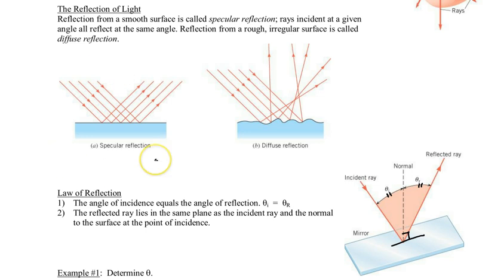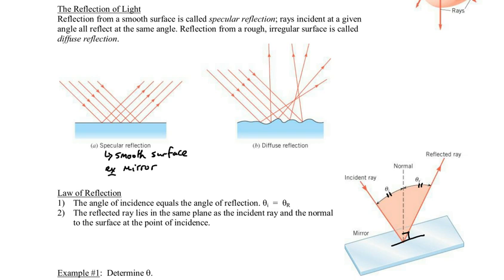In the one on the left, you see parallel rays of light that are striking a smooth, plane surface, such as a flat mirror that we have over here. In this case, you can see all of the parallel rays of light are coming off of the mirror. This type of reflection is called specular reflection. The word specular comes from the Latin word speculum, which basically means mirror. So this type of reflection is essentially reflection off of a very smooth surface, such as a mirror.